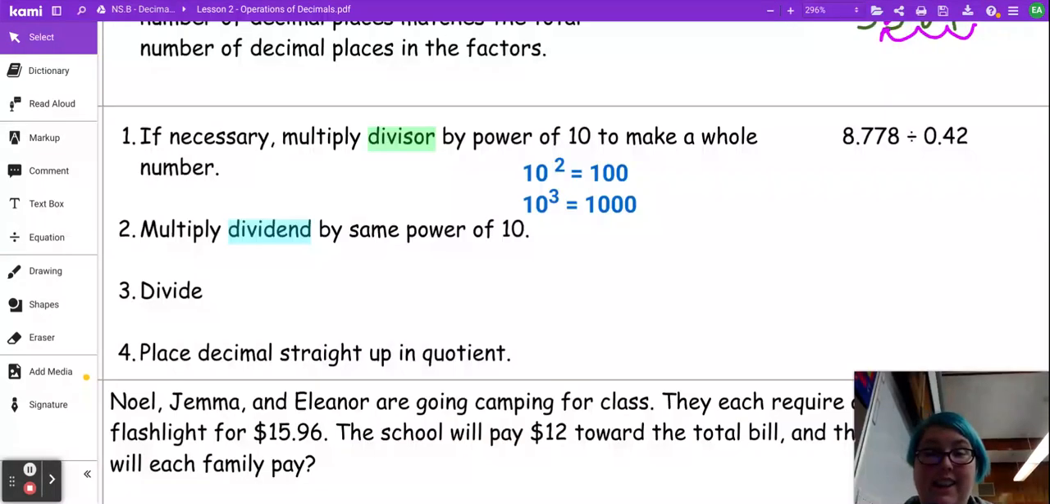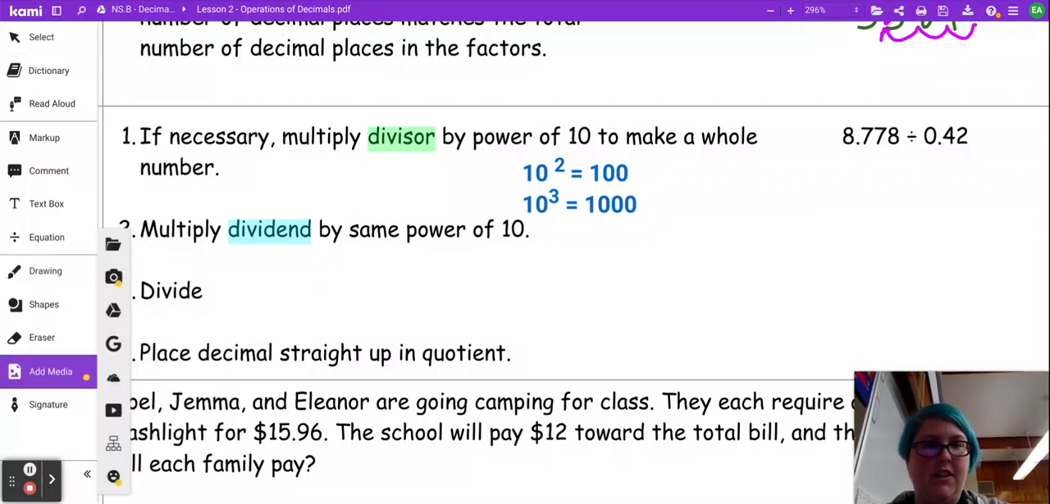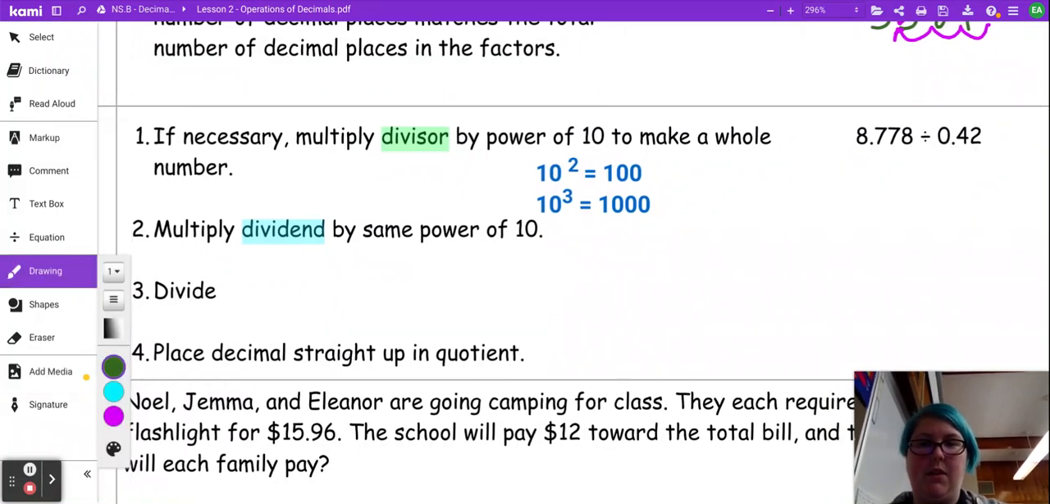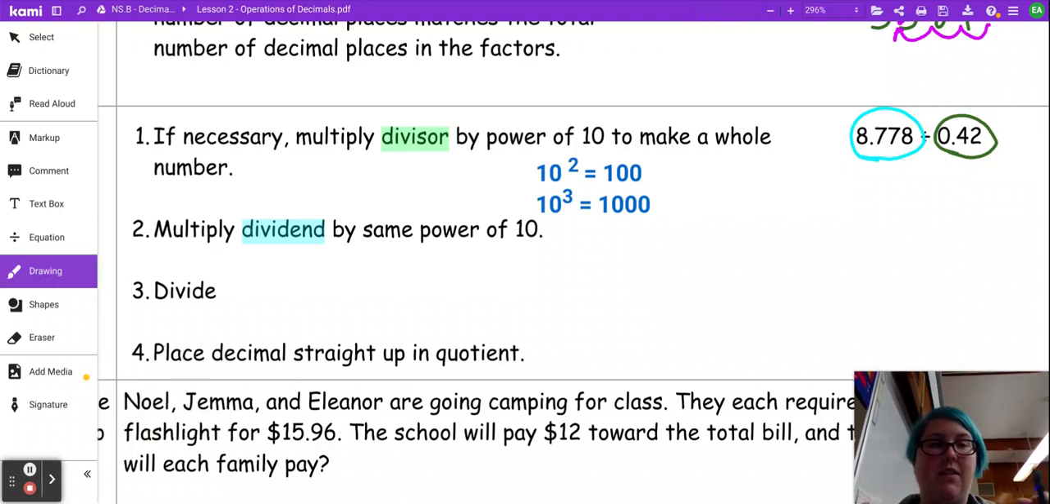All right, let's get into division. So you'll see I've highlighted 2 different words. I have highlighted the divisor, that is the second number, and the dividend, that is the first number. So what we need to do is use our powers of 10, remember when we went over that, to figure out how to make the numbers whole.